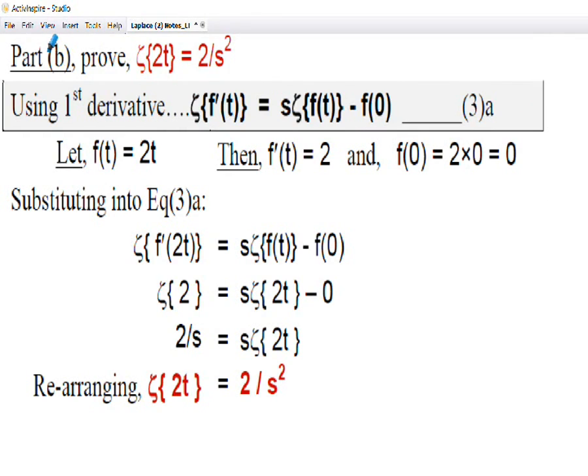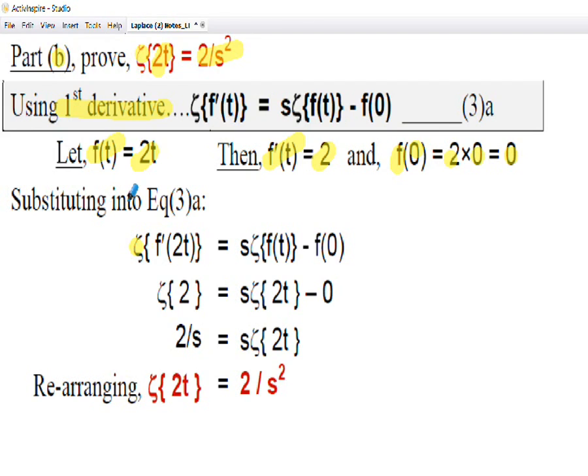Okay, part B here. We're going to try and prove that the Laplace transform of 2t is equal to 2 upon s squared. We're going to use the first derivative Laplace transform. The function of t in this case is 2 times t, 2t. The first derivative of the function of t will be 2 from standard derivative tables, and if we put the value of 0 into the function of t, we'll get 2 times 0, which of course gives us 0. So we're going to put this into the Laplace transform for the first derivative.